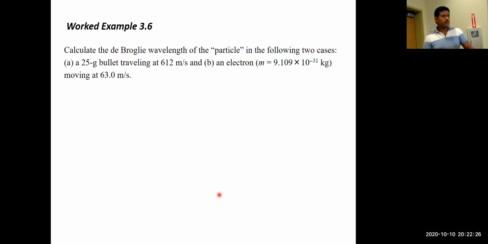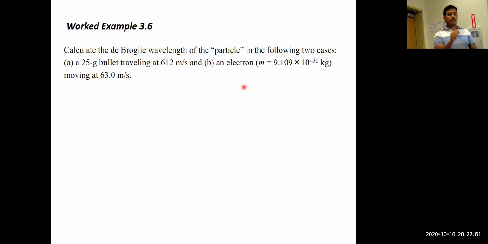So let's work on this problem. It says: calculate the de Broglie wavelength of the particle in the following two cases. The first case is a 25 gram bullet traveling at 612 meters per second. The second one is an electron traveling around a nucleus moving at a speed of 63 meters per second.